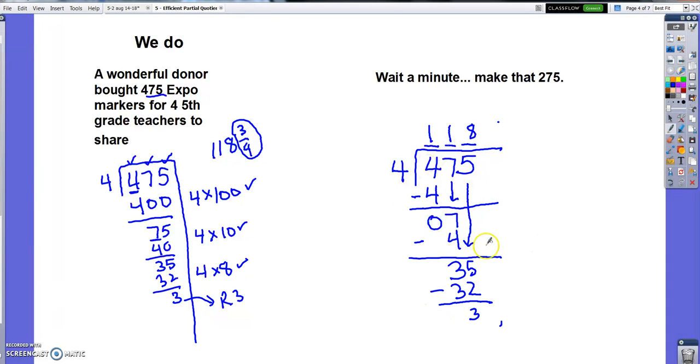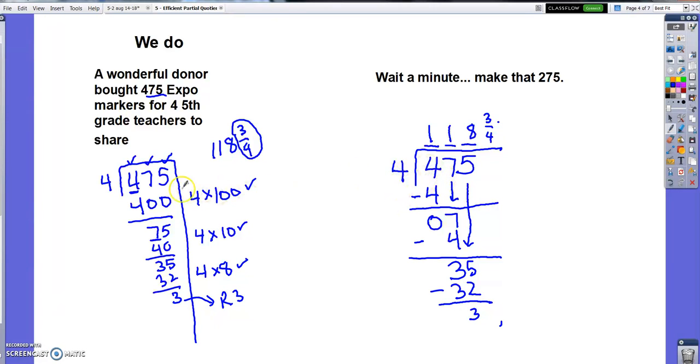I've dealt with all my digits, so there's nothing else I can do other than say every teacher would get 118 of those expo markers, and 3 of the 4 teachers could get 1 more. Or they would get 3/4 of a marker, which is kind of a weird thing to say in that situation because they wouldn't really. 3 people out of 4 would get 1 more marker.